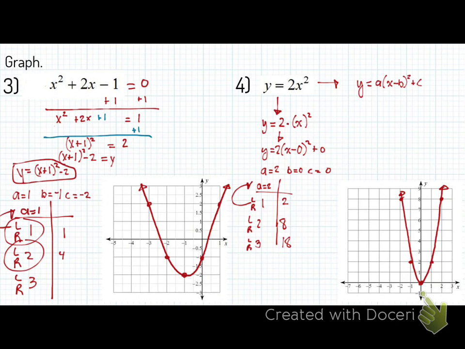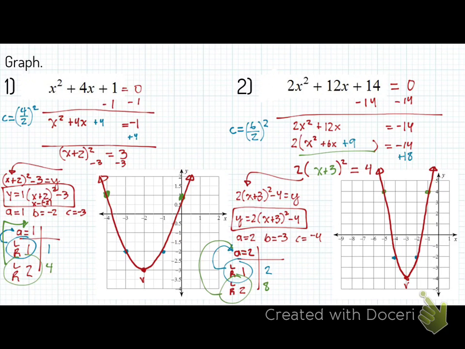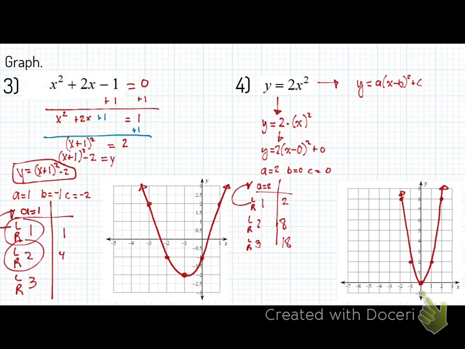Look at numbers 2 and 4. Last question. What do you notice? Look at the graph of 2, and look at the 4. The same what? Good. Same shape, but different points, right? Does that make sense? Okay, cool. All the points are relative to the vertex. All right?